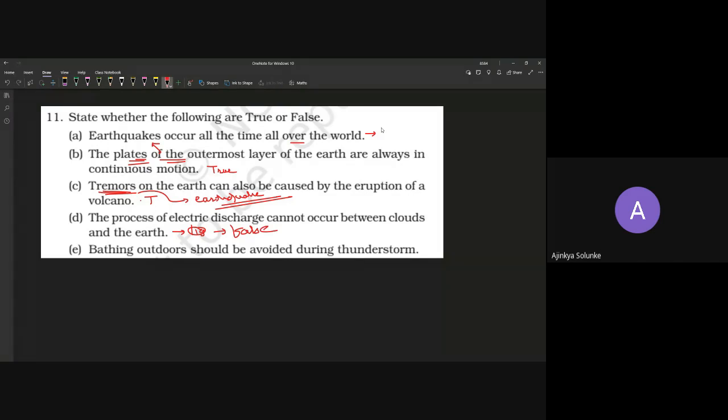Bathing outdoors should be avoided during thunderstorm. Obviously true, because there can be lightning, we can get an electric shock, so we don't want that. So definitely true. We should not be bathing outdoors during a thunderstorm.